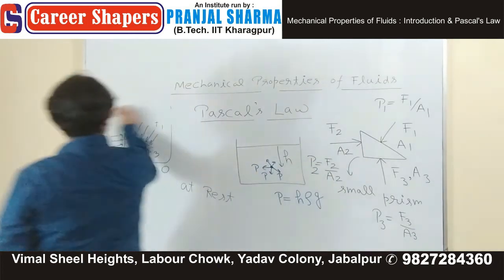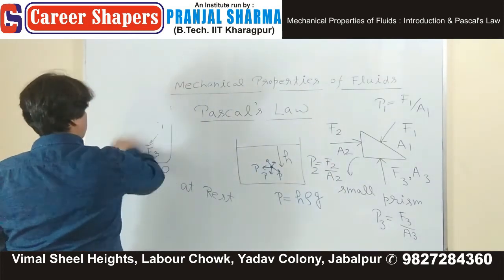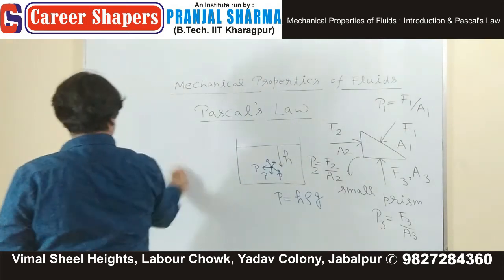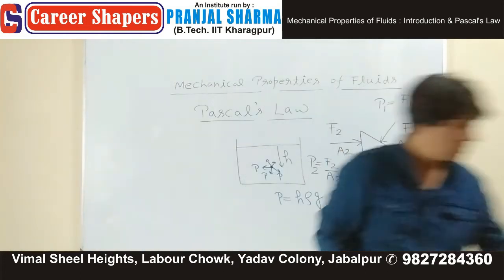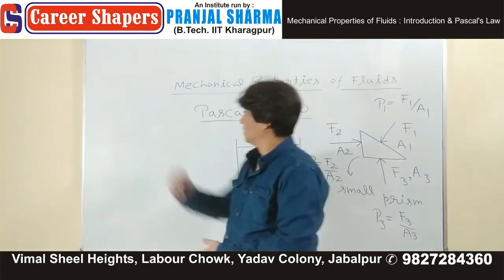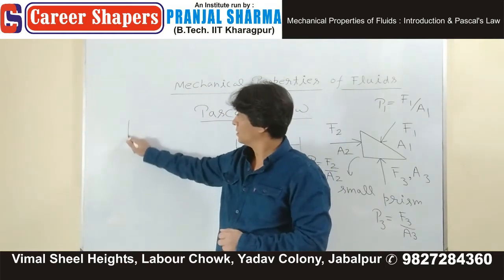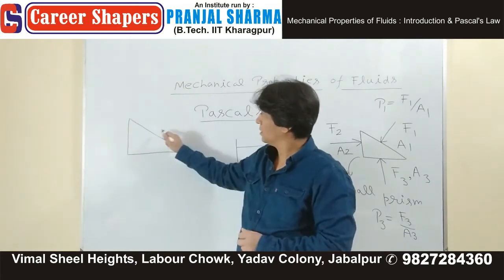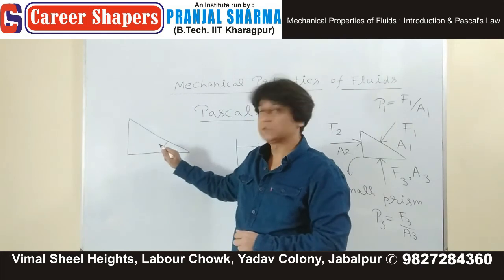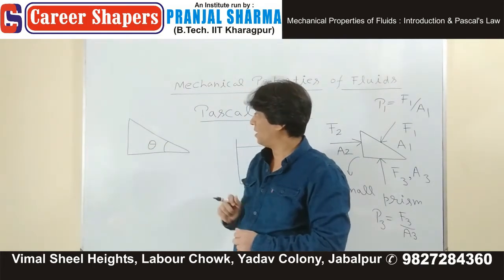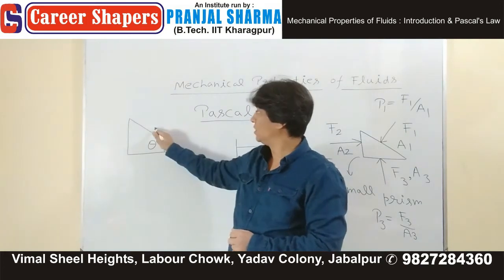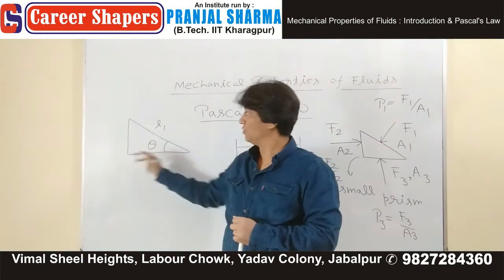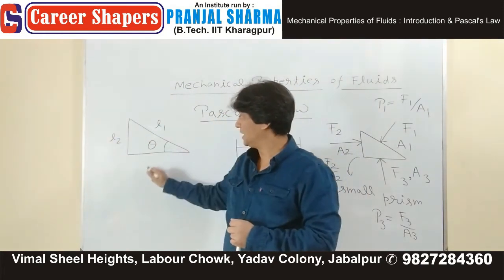Look here. Say this angle is theta. This side length is L1. Area is A1, and I'm talking about side length L1. This side length is L2, and this side length is L3.